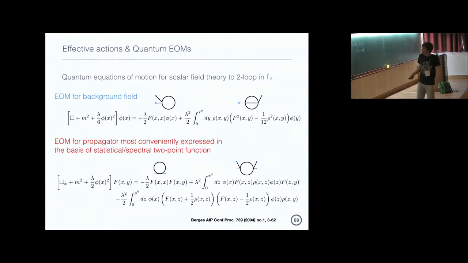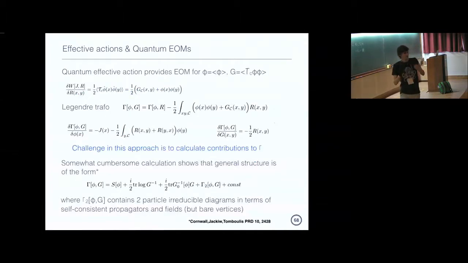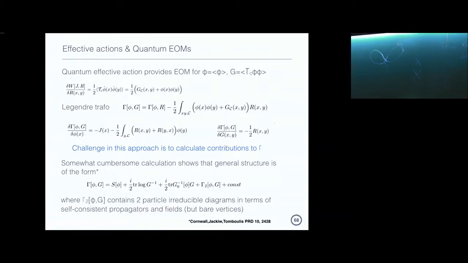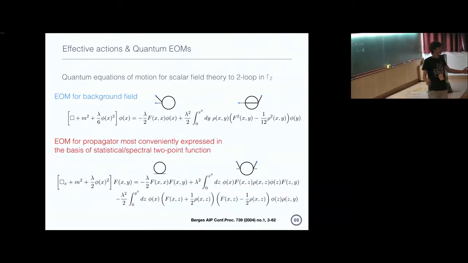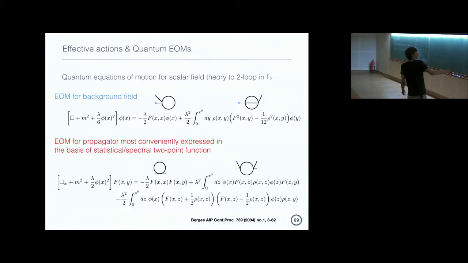And likewise, you can now go and look at what you should do: calculate the two-particle irreducible effective action up to a given loop order, and then take functional derivatives with respect to the field and with respect to the propagator, to have self-consistent equations of motion for the pair. Like that, you then get equations of motion for the propagator, which again you can decompose conveniently into this basis of statistical and spectral 2-point correlations. So what do these equations of motion for these propagators look like?